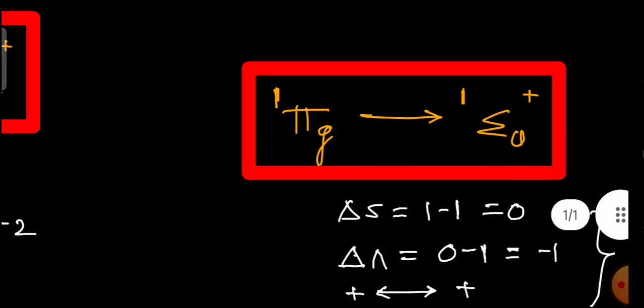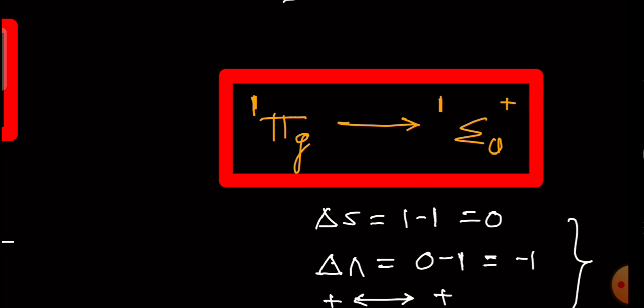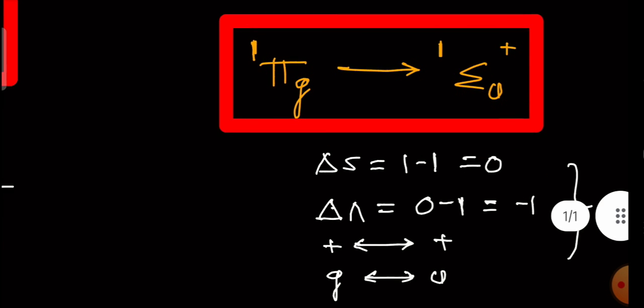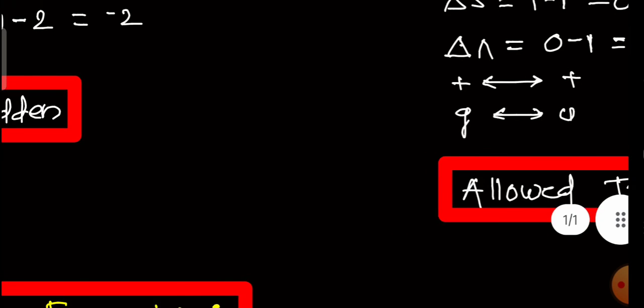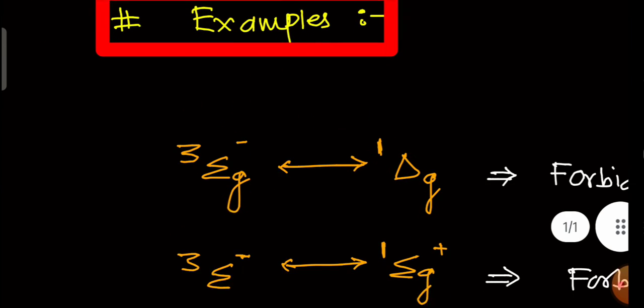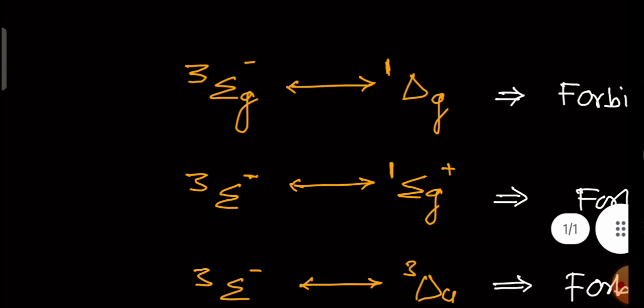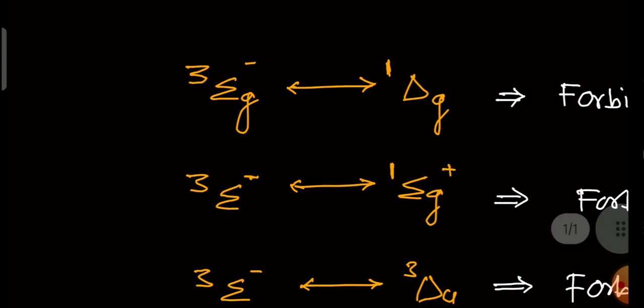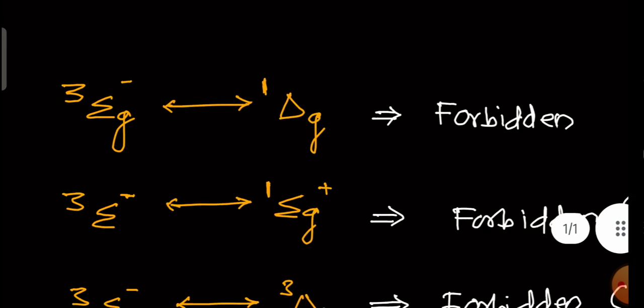Then we have 1 pi g to 1 sigma u plus. In that case spin is fine, delta lambda is minus 1, plus 2 plus is there, and u to g, so it is an allowed transition. Very nice. So we have different examples. Say, example 3 sigma g minus to 1 delta g. Again the change in multiplicity makes it forbidden.